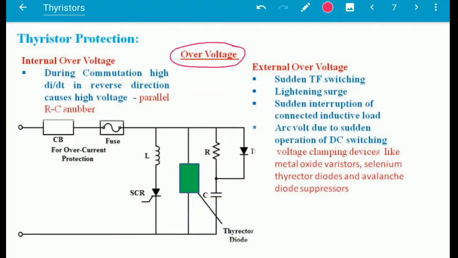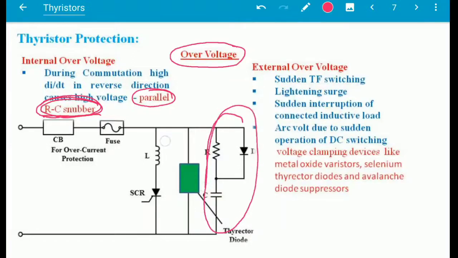So to avoid this one, we have to use a parallel RC snubber circuit. We have to remember which protection uses which device or which connection. So here is the thyristor, and here is the parallel RC snubber circuit, and another is the external overvoltage.